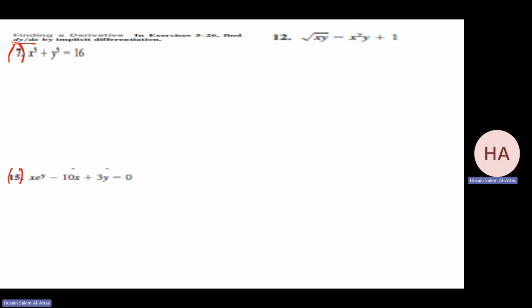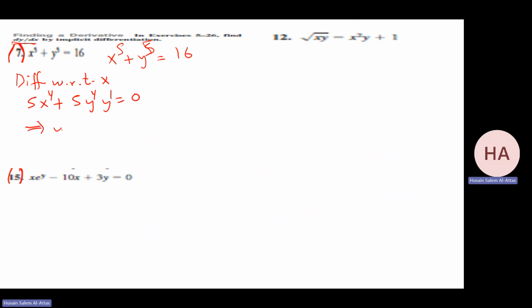I have x to the power 5 plus y to the power 5 equals 16. I'll differentiate with respect to x to get 5x to the power 4 plus 5y to the power 4 y prime equals 0. That means I have y prime equal minus 5x to the power 4 over 5y to the power 4. That's minus x to the power 4 over y to the power 4. This is number 7. Now number 12.